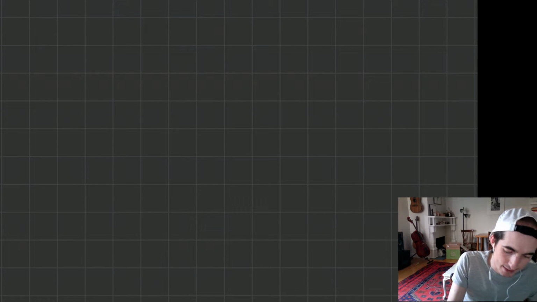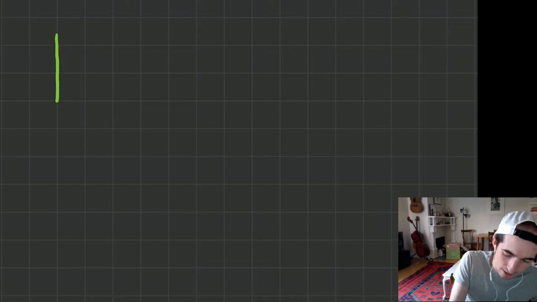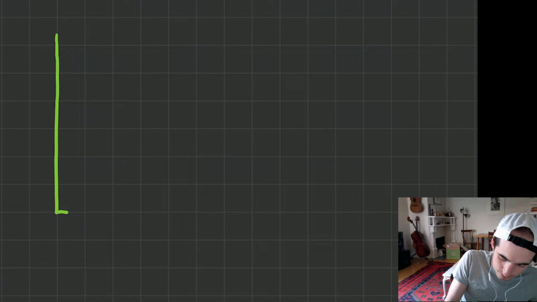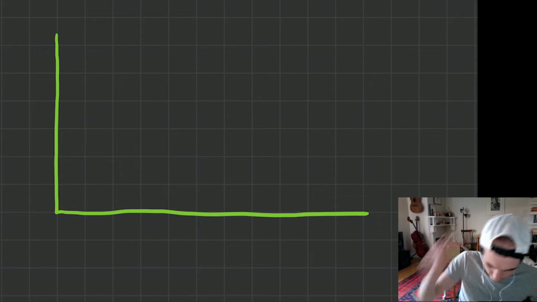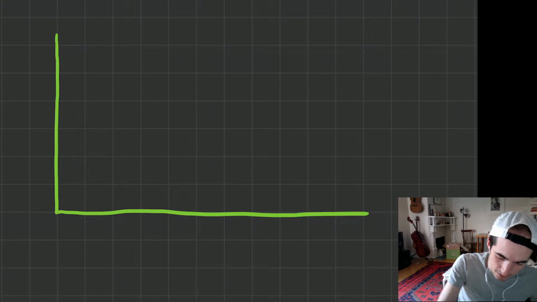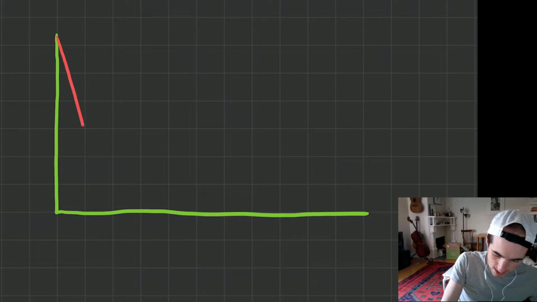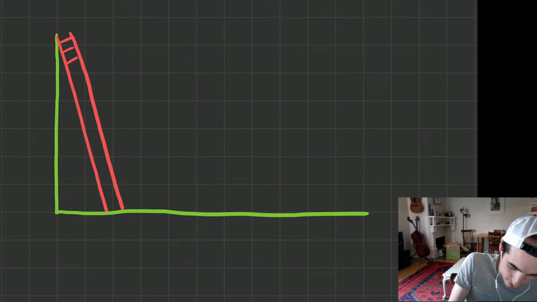So the example is called the falling ladder, okay? You've probably heard this if you've done related rates before. The idea of the falling ladder is that you have a ladder that's leaning up against the wall, and you can probably imagine what's going to happen here.